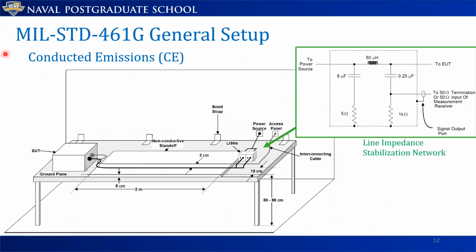Here I'm showing the picture for the MIL-STD-461G general setup, so you can see the equipment under test, the ground plane, which is the copper plane, and the two LISNs. And here I'm showing the circuit for the LISN, which is a passive network. The line impedance stabilization network has the goal of decoupling any noise that can come from the power source, so that when you measure EMI, you only measure the EMI of the equipment under test.